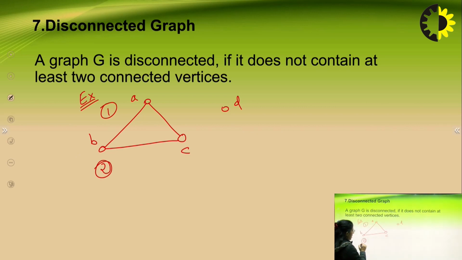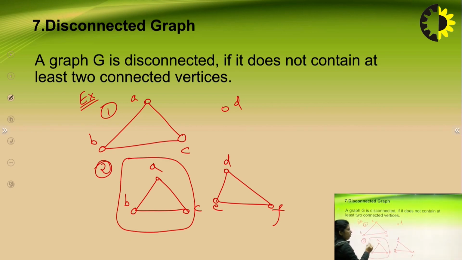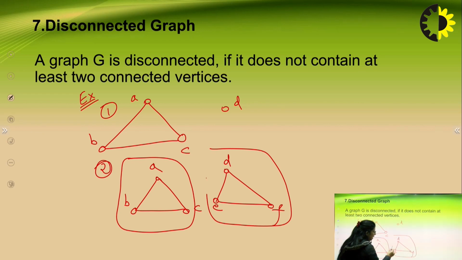Similarly, let's see another example where we have the same set of vertices A, B, C and D, E, F. In this case, we can see this is one connected graph. This is another connected graph, but both of these graphs are not connected to each other because there does not exist any edge between any pair of vertices of these two graphs. So we can say it is an example of a disconnected graph.